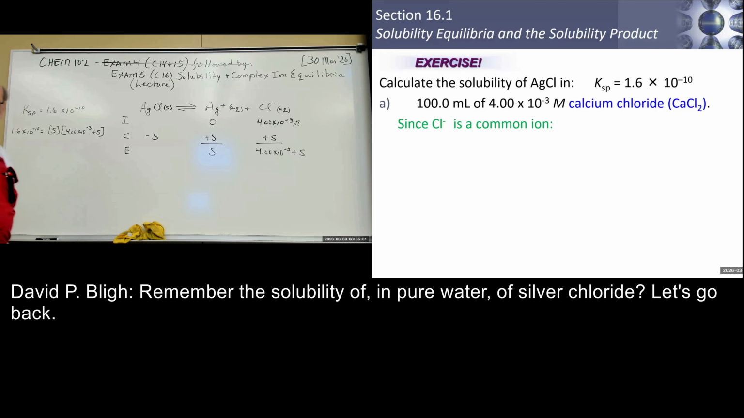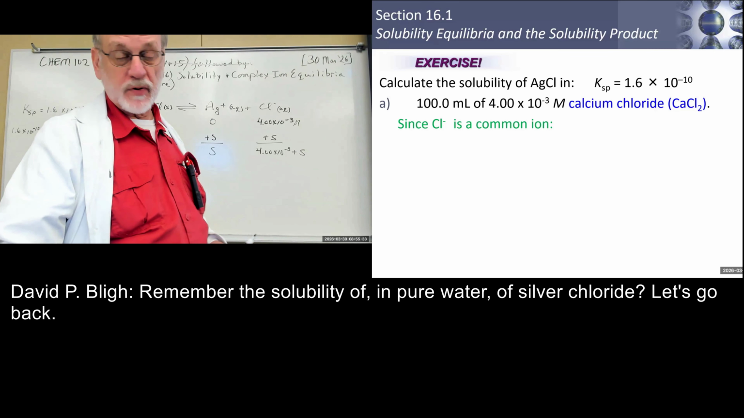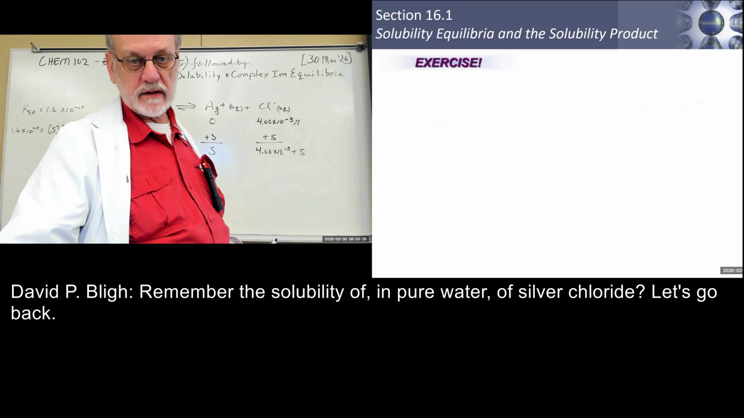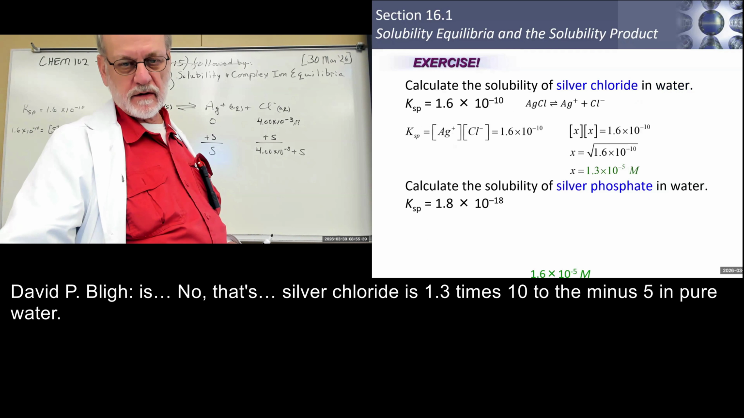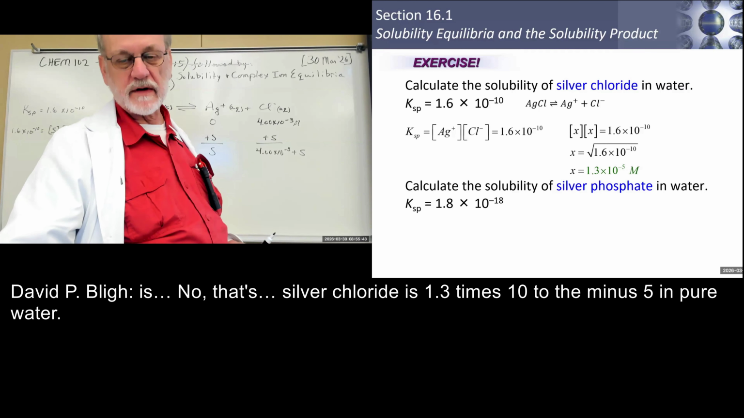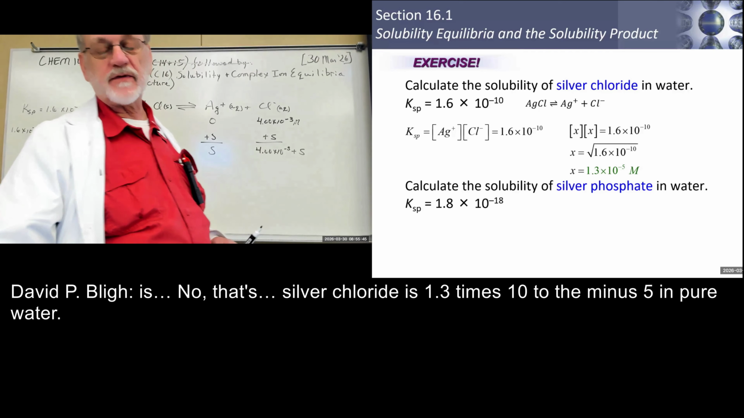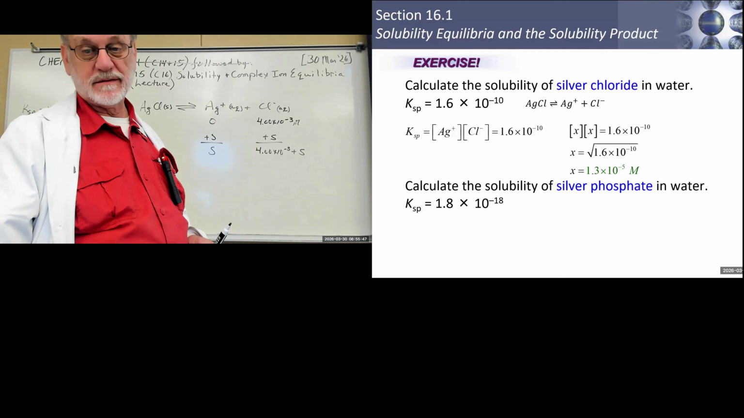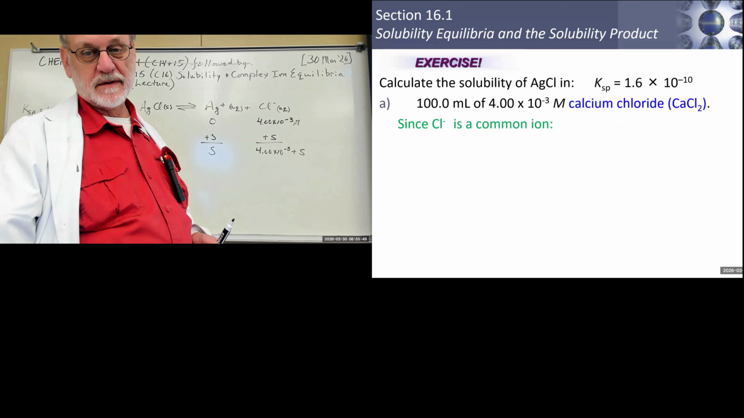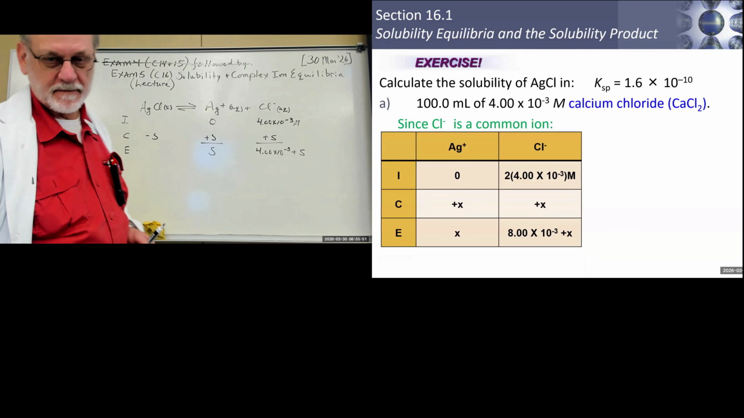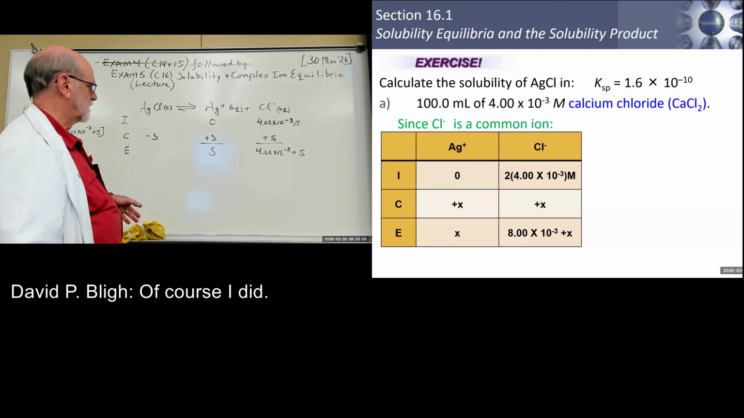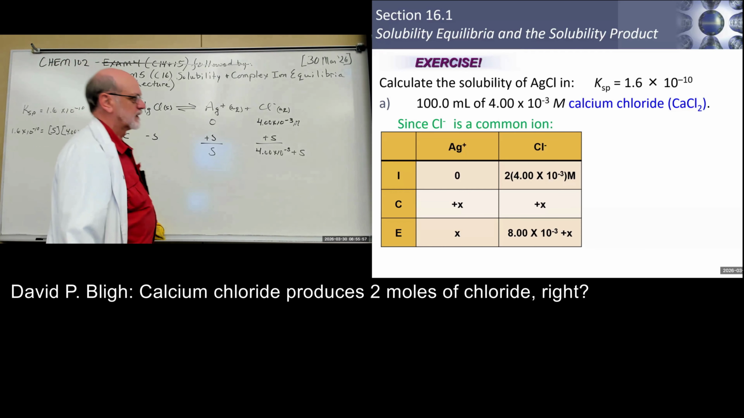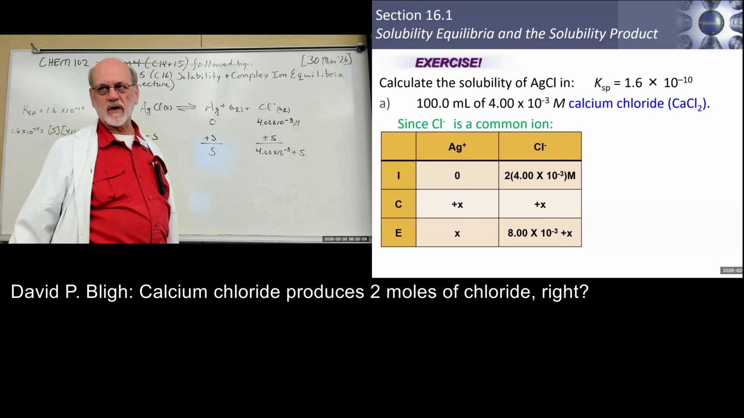Okay. Remember the solubility of silver chloride in pure water. Let's go back. No, that's silver chloride is 1.3 times 10 to the minus 5 in pure water. Oh, wait a minute. I did something wrong. Of course I did. Calcium chloride produces 2 moles of chloride, right?